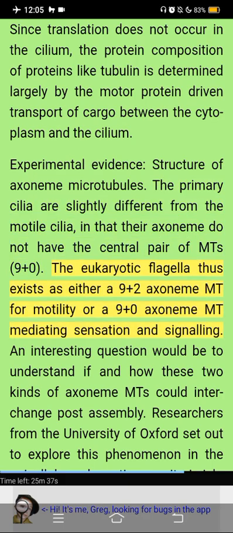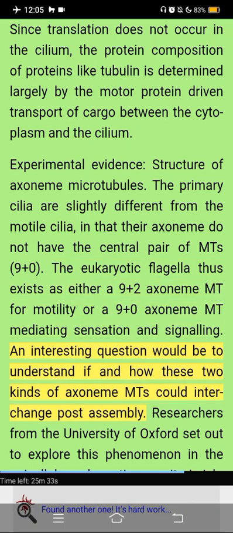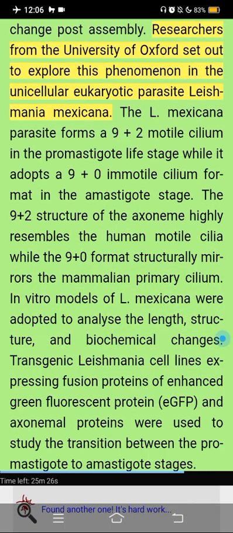The eukaryotic flagella thus exists as either a 9 plus 2 axoneme MT for motility or a 9 plus 0 axoneme MT mediating sensation and signaling. An interesting question would be to understand if and how these two kinds of axoneme MTs could interchange post-assembly. Researchers from the University of Oxford set out to explore this phenomenon in the unicellular eukaryotic parasite Leishmania mexicana.